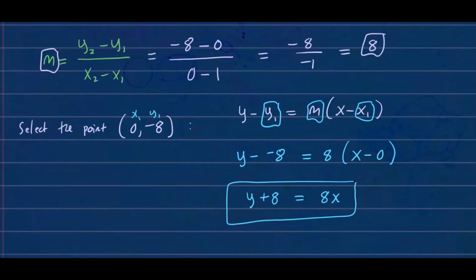You can leave it right here, or you can rewrite it in a different form. But pretty much the idea is to be able to put the equation in a point slope form.